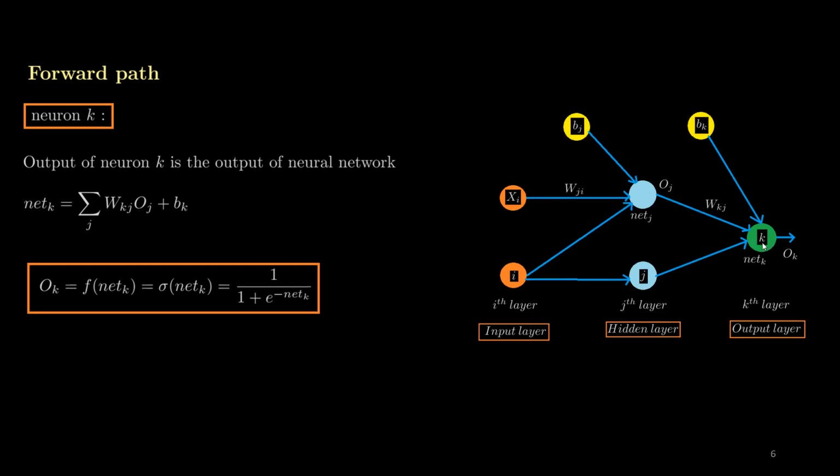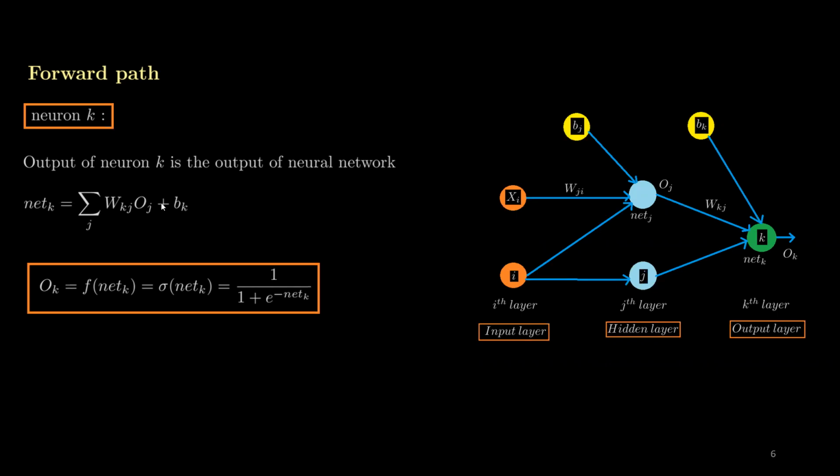If we see here, k is getting input from the hidden layer. What is the input? The input is the product of the input coming from the jth layer and the weight associated with it. So we multiply wkj and oj. Since we have j number of neurons, we have to take a sum of all the inputs coming from the jth layer to our output layer. Then we have a bias associated with the output neuron. So this is our net k.